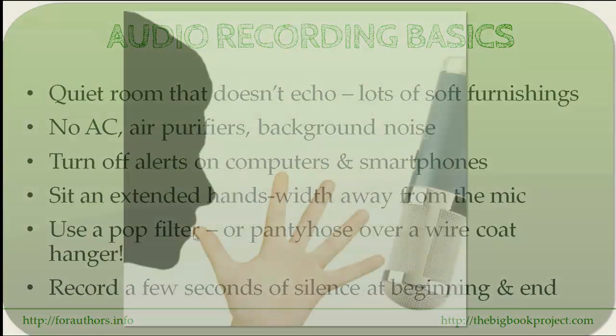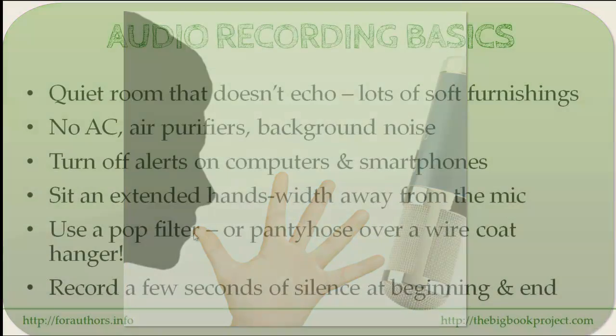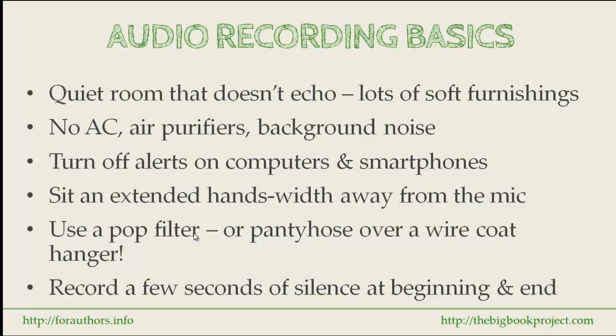Ideally, you want to sit an extended hand's width away. So if you put your thumb on your lips and flare your fingers out, your mic shouldn't be any closer than where your pinky is. So that extended flared fingers thing. And a pop filter is really useful. Or you could make one yourself. If you have a wire coat hanger, just bend it into a round shape and put a piece of pantyhose over the top. That does the same job. You don't need an expensive pop filter.